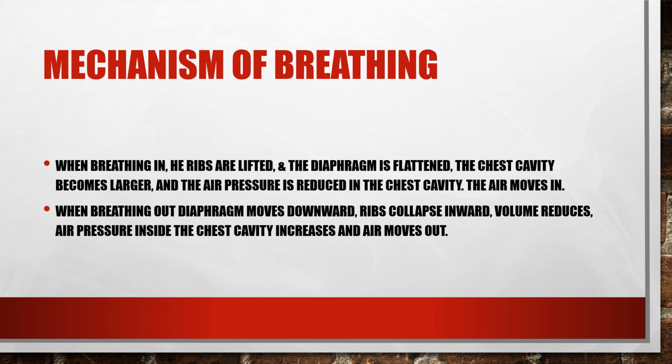How does this mechanism of breathing take place? When we breathe in, the ribs are lifted, the diaphragm is flattened, the chest cavity becomes larger, and air pressure is reduced in the chest cavity. The air moves inside. When breathing out, the diaphragm moves upward, ribs collapse inward, volume reduces, air pressure inside the chest cavity increases, and air moves outside.